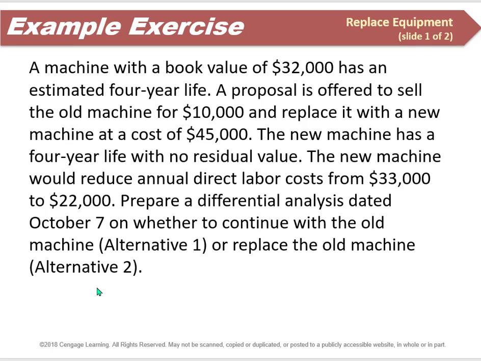So here's an example exercise. We got a machine with a book value of $32,000 and it's an estimated 4-year life. A proposal is offered to sell the old machine for $10,000 and replace it with a new one that costs $45,000. The new machine has a 4-year life with no residual value. The new machine would reduce annual direct labor costs from $33,000 to $22,000, so that's a big savings. Prepare a differential analysis dated October 7th. I don't know where they get these dates from, on whether to continue with the old machine or replace it with a new one. That I can understand.